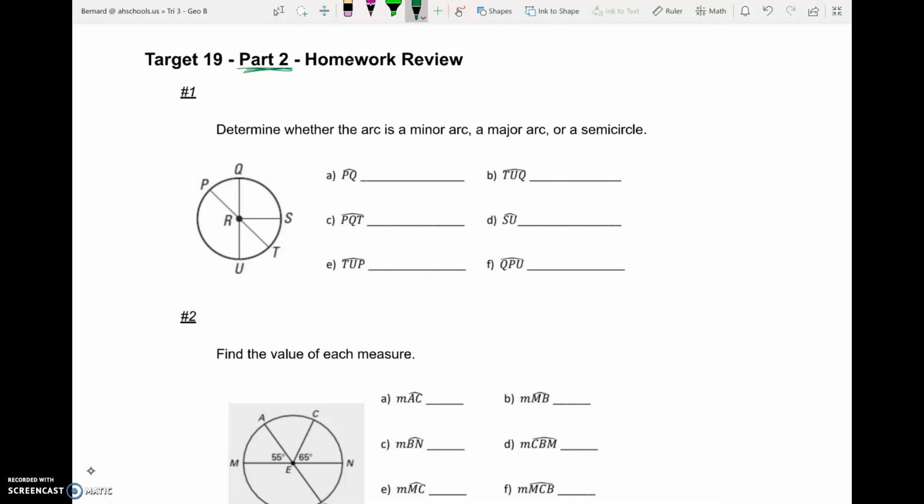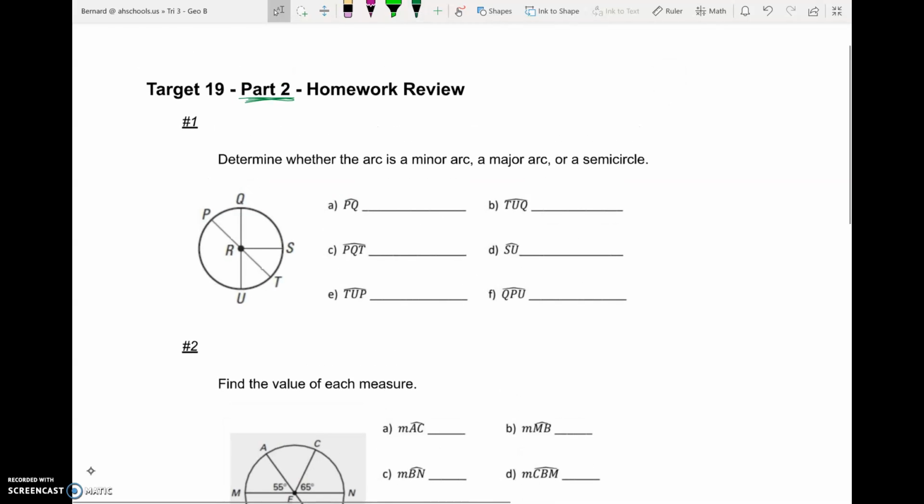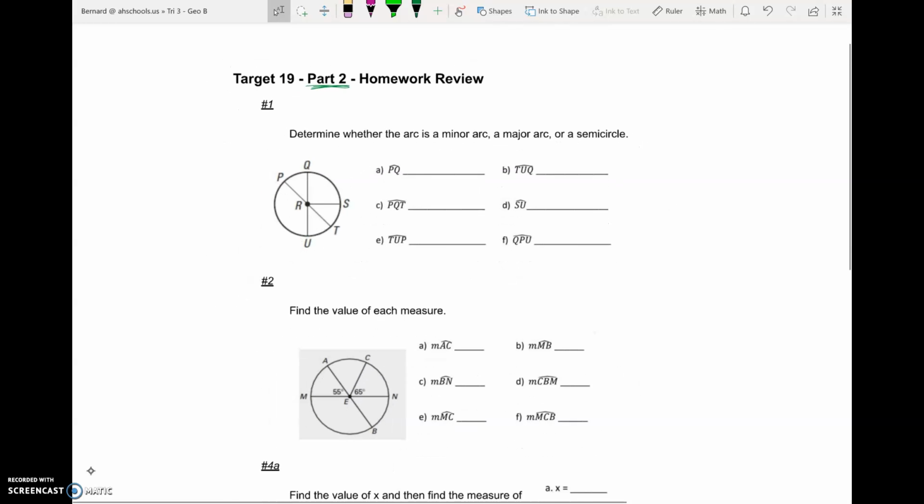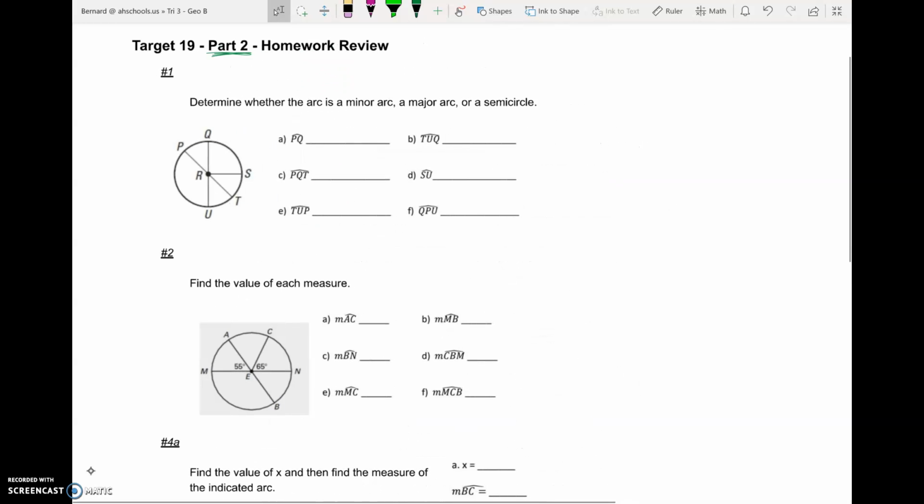So hopefully you've looked at the Part 2 notes videos. Hopefully you've tried a couple of the problems, and maybe you got stuck, maybe you didn't. All that's great, but here's a review on some problems that'll be important for Target 19. And so here we go. We're going to go through problem number 1, number 2, and number 4A. Remember, these are all on the Part 2 worksheet.